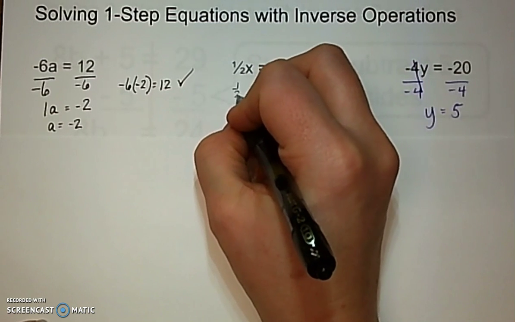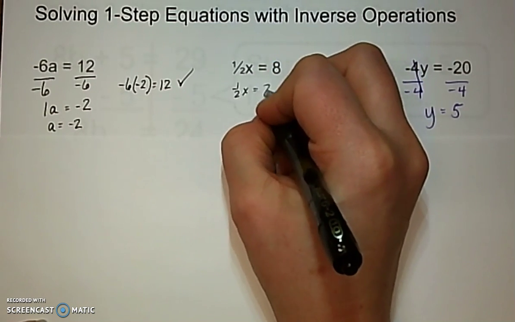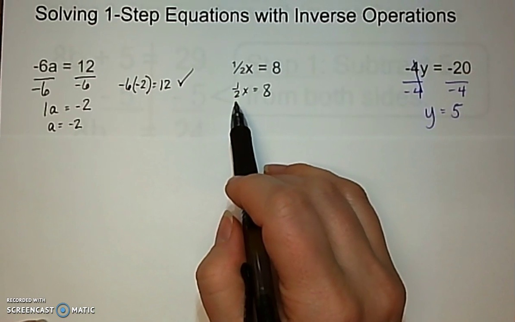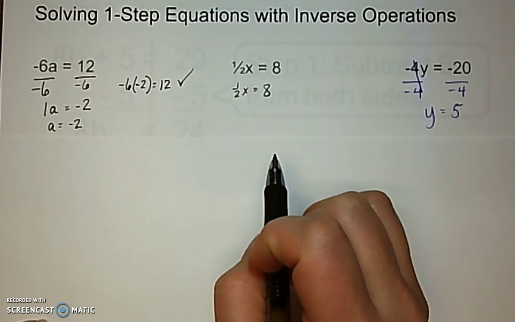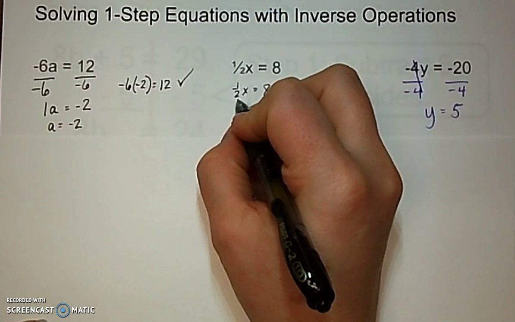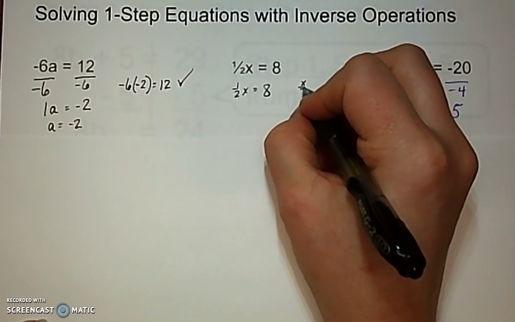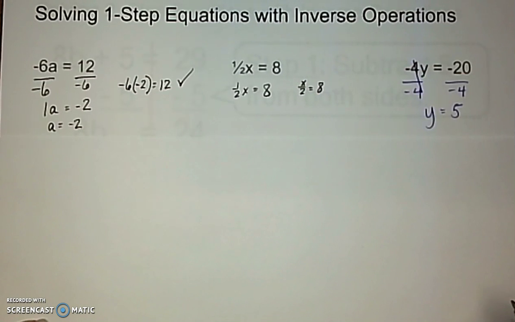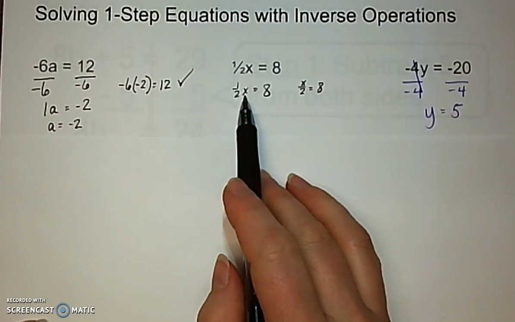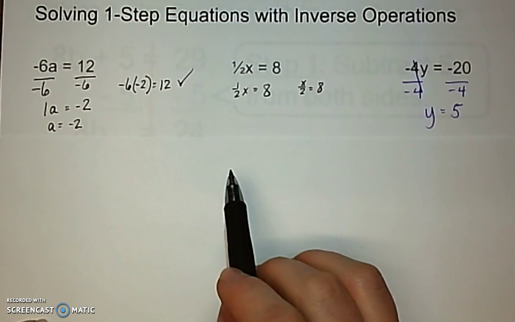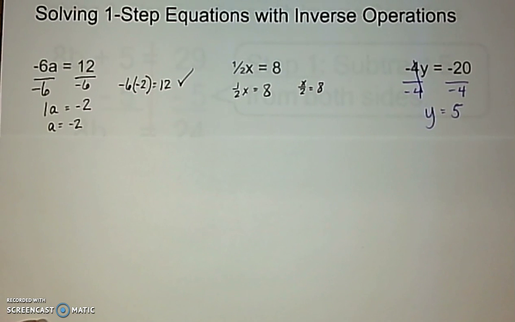This next one, I have 1/2 times x equals 8, and when I say that, that means 1/2 of some number is 8. So this is multiplication. I could also write this as division. So I could think of it as 1/2 times x, or x divided by 2. They end up being the same thing.